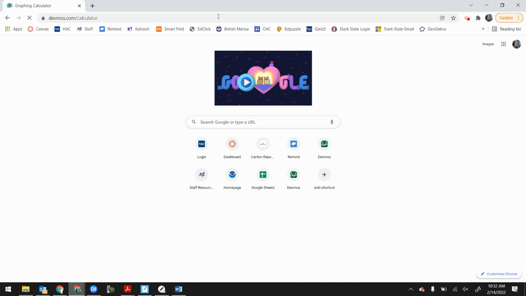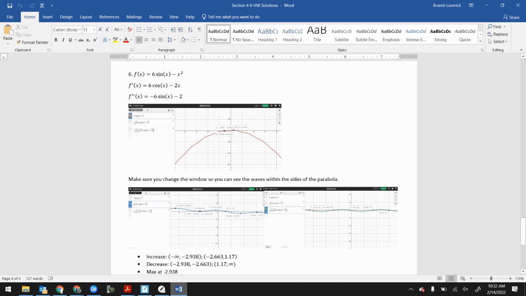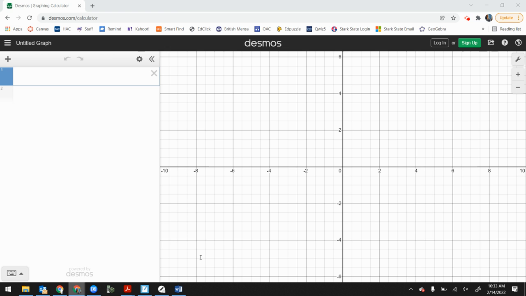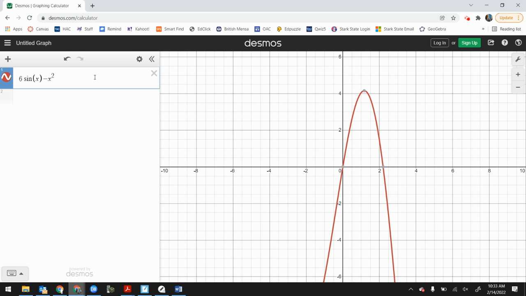What do we want here? We want this: 6 sine x minus x squared. Six sine x minus x squared. So you may be thinking that this is it. But remember that if it's trigonometric, come on. From negative 30 to 30.